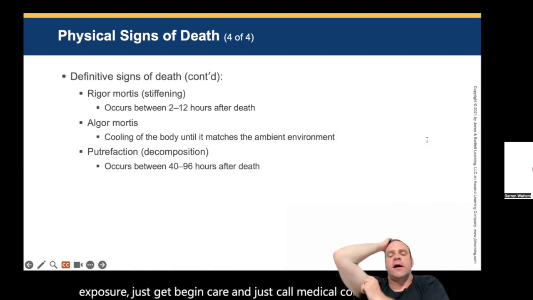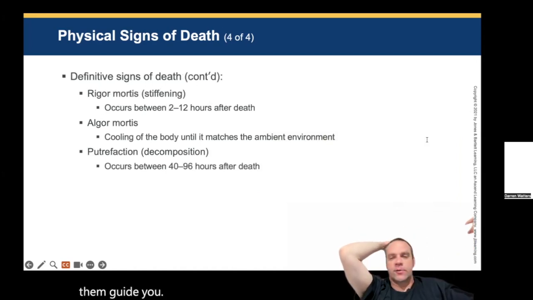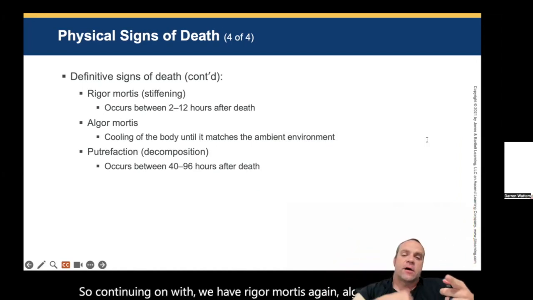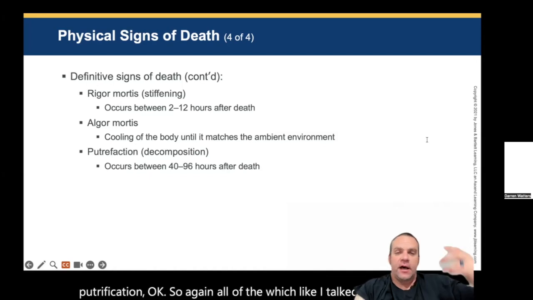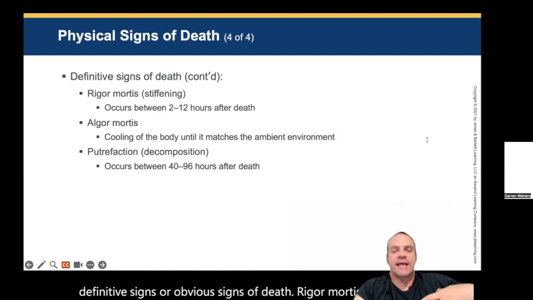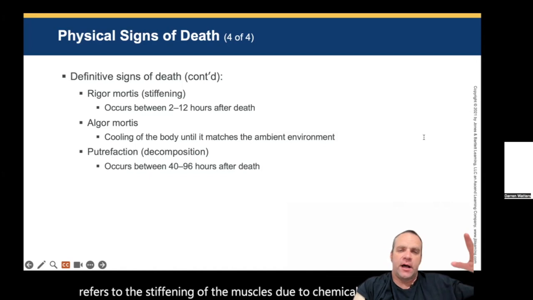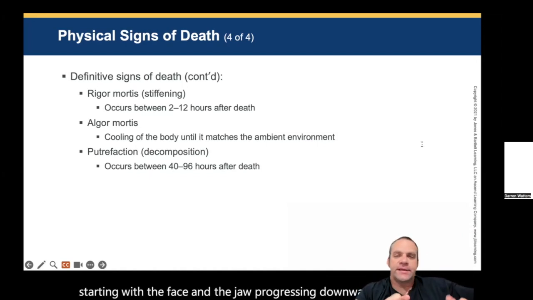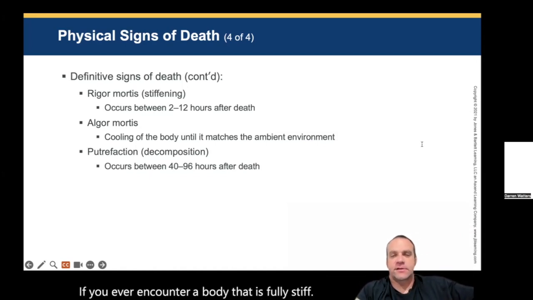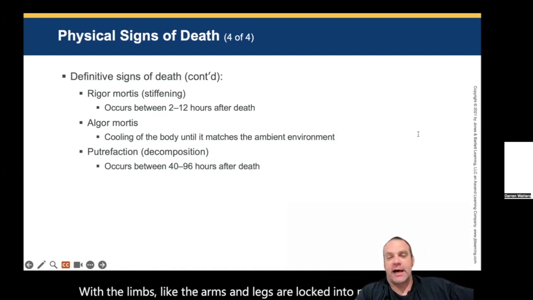So continuing on, we have rigor mortis, algor mortis, and putrefaction. Again, all of these, like I talked about, are definitive or obvious signs of death. Rigor mortis refers to the stiffening of the muscles due to chemical changes after death. It happens about 2 to 4 hours postmortem, starting with the face and the jaw, progressing downwards. If you ever encounter a body that is fully stiff, with the limbs, the arms and legs, locked into place, again, that's a strong indicator that resuscitation is just not appropriate.